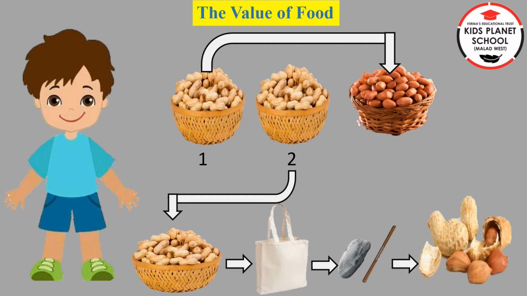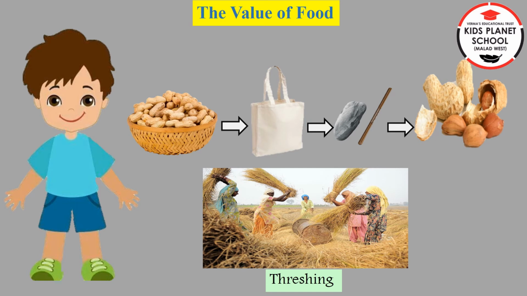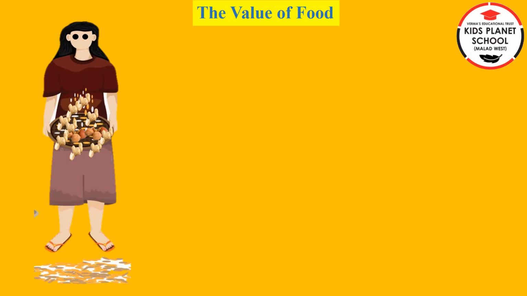The result was that many groundnut pods have burst open, cracked open, and groundnuts have come out. Mother said this is called threshing of pods. In a similar way, the threshing of crops is done after harvest. Now Mother asked Varsha to take a tray and put these groundnuts in the tray. She told her to hold it with both hands and toss them quickly and lightly in the air.